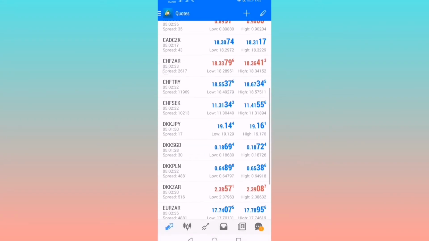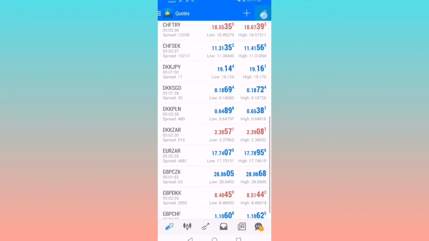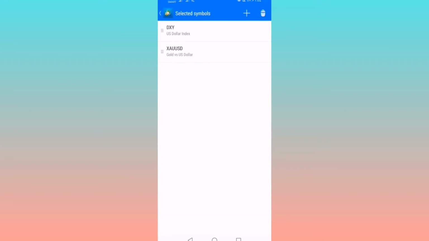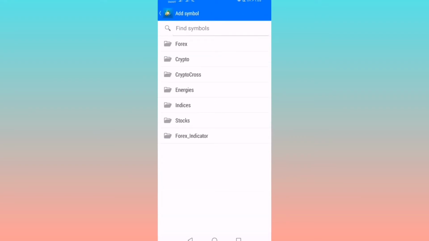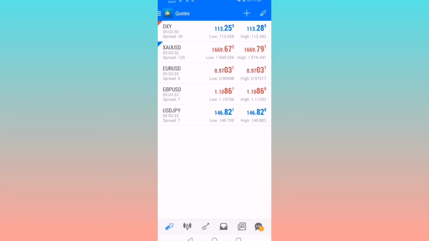Now that you have logged into your account, a lot of assets will pop up on your platform. All you need to do is click the pencil button at the top of the screen and check the assets that you don't want to trade. The plus button is for adding assets which you want to trade, for example, EURUSD, GBPUSD, and USDJPY.